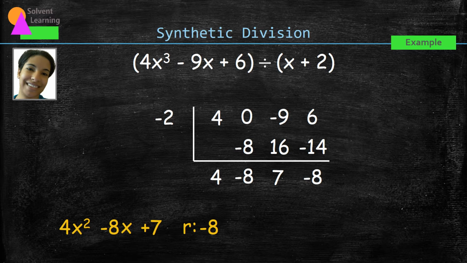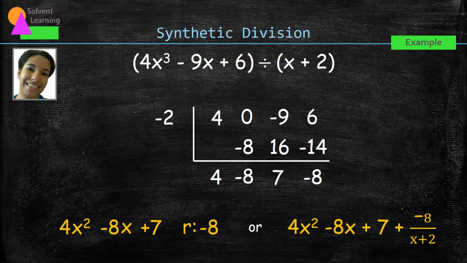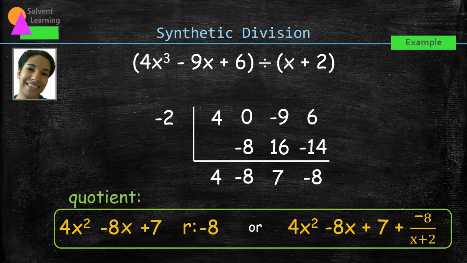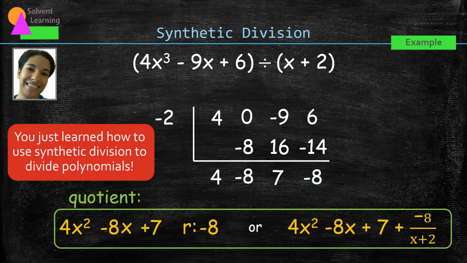So our final answer is 4x squared minus 8x plus 7 with a remainder of negative 8. We could also write this answer showing the remainder as a fraction. And here's what it would look like. 4x squared minus 8x plus 7 plus negative 8 over x plus 2. The remainder becomes the numerator of the fraction and the divisor becomes the denominator. So here's our final answer, which we call the quotient, written both ways. So you just learned how to use synthetic division to divide polynomials. Great job!